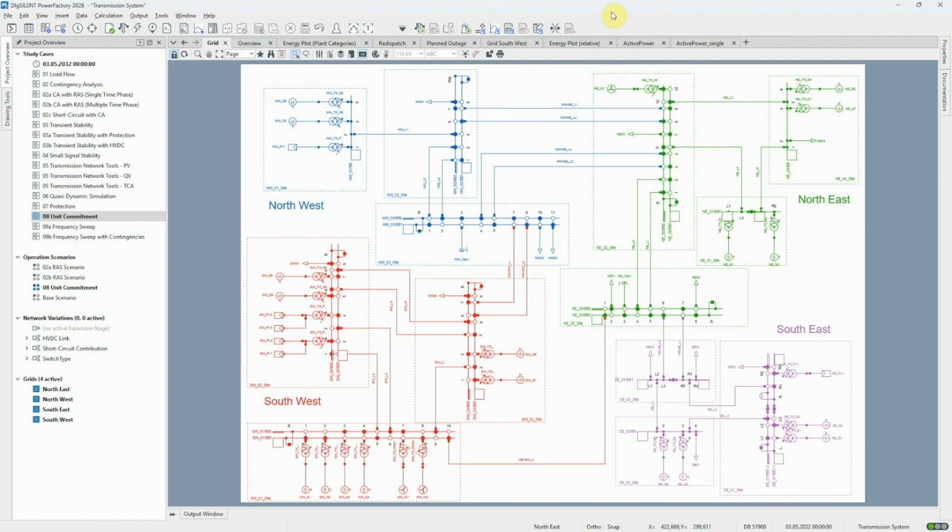It allows market data to be integrated into the network model and used for optimizing the generation dispatch. The calculation combines the optimal power flow calculation algorithm with quasi-dynamic simulation and is accessed via the optimal power flow unit commitment toolbox.